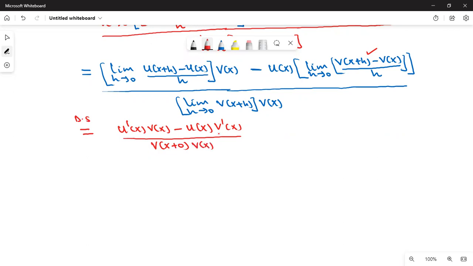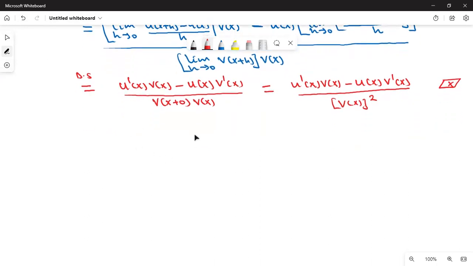So this thing can now be written as u prime of x times v of x minus u of x times v prime of x, everything over v, and I should write there v of x, and the whole of this is squared. So this completes our proof, and this is what you are calling the quotient rule.